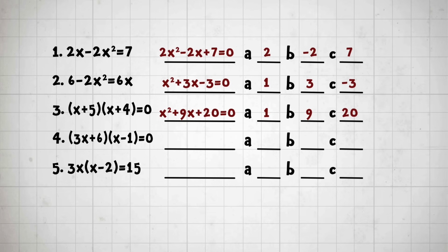Pens up. Check your answers. Standard form, x squared plus x minus 2 equals 0. A is 1, B is 1, and C is negative 2. Last item for 30 seconds. Let's do this.